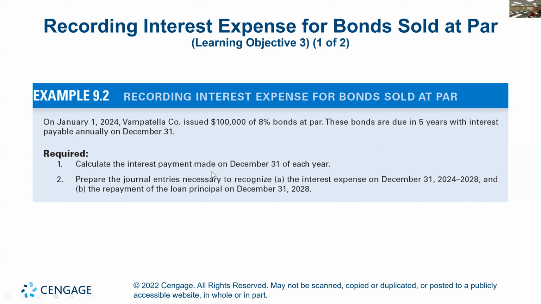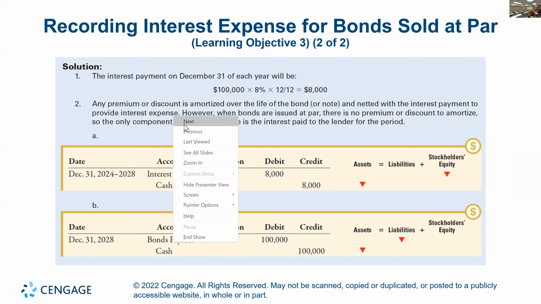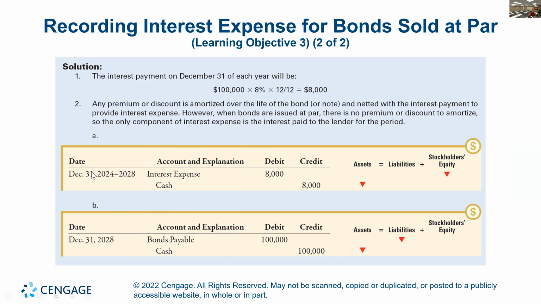So here we go. Interest expense for bonds sold at par. Remember when we did this before, our very first entry was to cash for $100,000 of bonds payable. As you can see, they're paying interest annually, only one time a year. So at the end of the year, 100,000 times the 8%, which is the stated rate, not the market rate. Here they were the same, but it's always the stated rate, times 12 over 12 or 1 year, shows that $8,000 in interest will be paid.